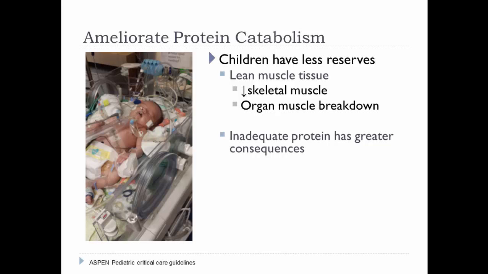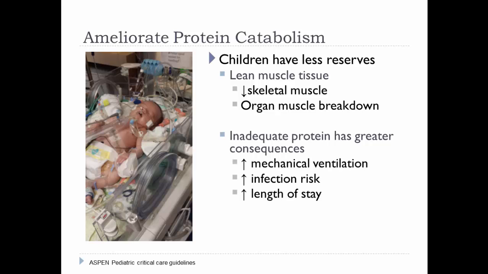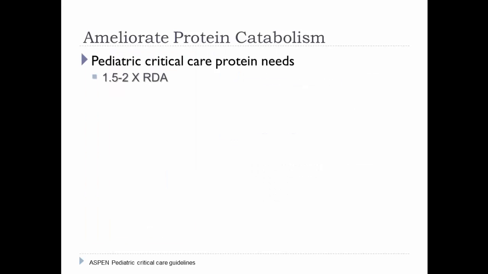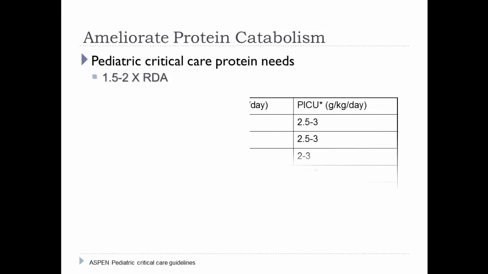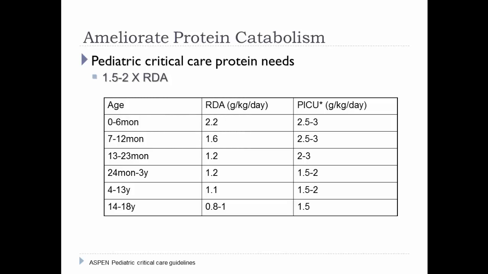We see a higher incidence of longer mechanical ventilation days, greater infection risk, and greater length of stay for pediatric patients that do not receive enough protein during their inflammatory state. So for that reason, the American Society for Parenteral and Enteral Nutrition recommends critical care protein needs of 1.5 to 2 times the RDA. So for patients 0 to 1 year of age, we see protein of up to 3 grams per kilogram per day. And for children 1 to 13 years old, we see 1.5 to 2 grams per kilogram per day, and up to 1.5 grams per kilogram per day for the adolescent young adult child.